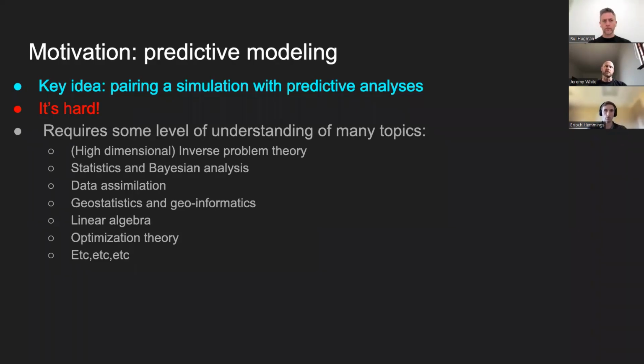And because of that pairing, I think that's one of the things that makes predictive modeling and decision support modeling hard, is that not only do you have to be good at modeling and model building and understanding the physics of groundwater movement, but you also have to know this whole other set of things around these advanced analyses that you want to do with the model. So there's a list of topics here of things that I think require at least some level of understanding when you want to do these sort of predictive analyses with modeling.